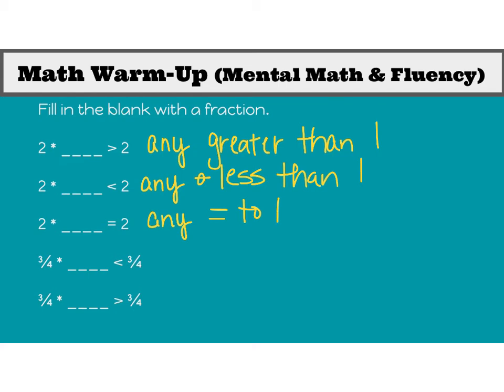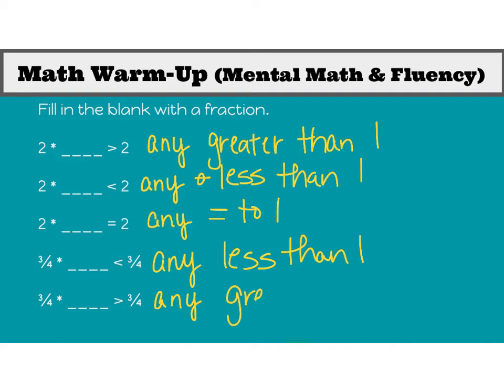And number 4, if we have 3/4 times something is less than 3/4, again, we need any fraction that is less than 1. And the last one, 3/4 times a fraction is greater than 3/4, any fraction that is greater than 1. So the reason I didn't give you a specific answer is because there is more than one that would be correct for each one of those.